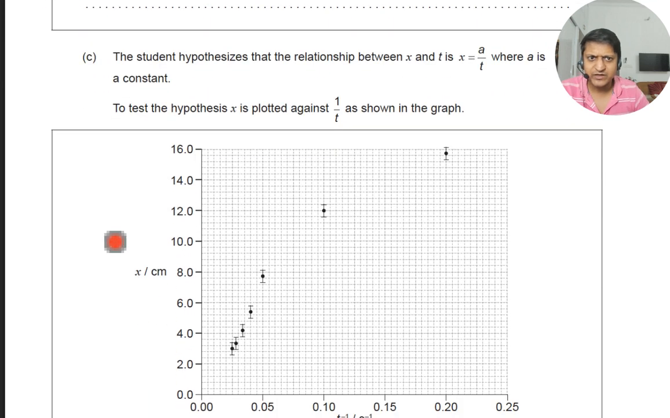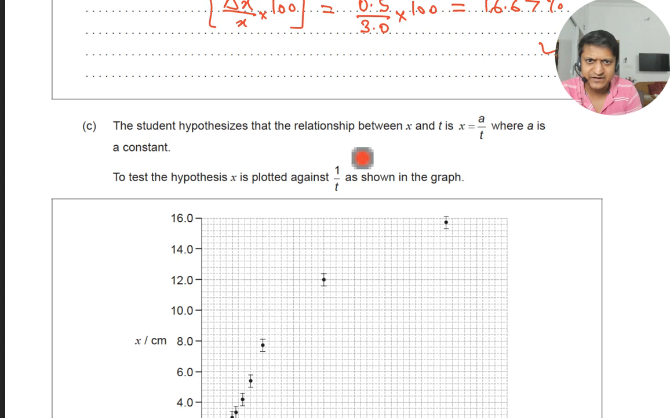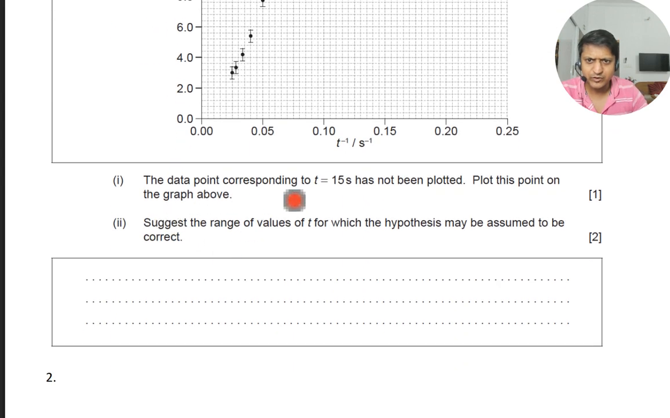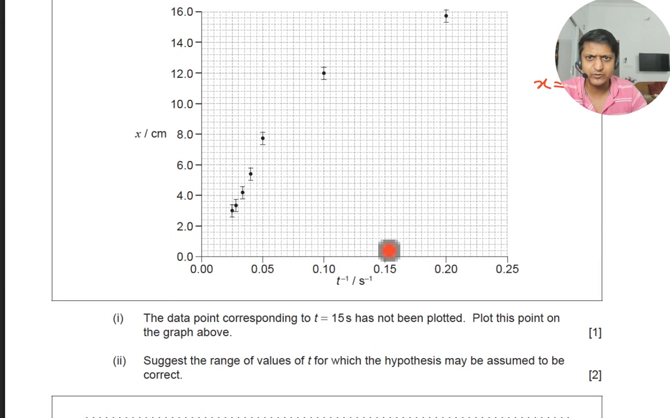Now the next part says that the student hypothesizes that the relationship between x and t is x equal to a by t, where a is a constant. To test the hypothesis, x is plotted against 1 by t as shown. So x is equal to a by t, like this. The question now says the data point corresponding to t equals 15 seconds has not been plotted. Plot this point on the graph. Okay, we will do it.